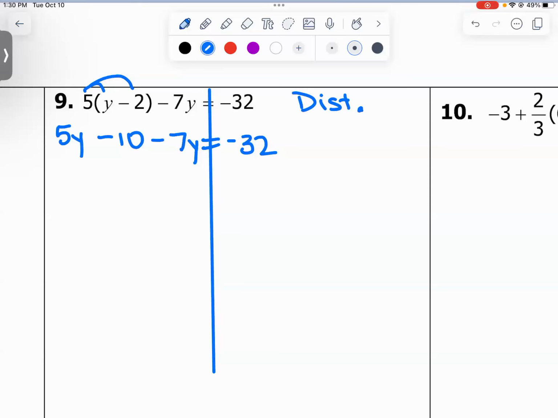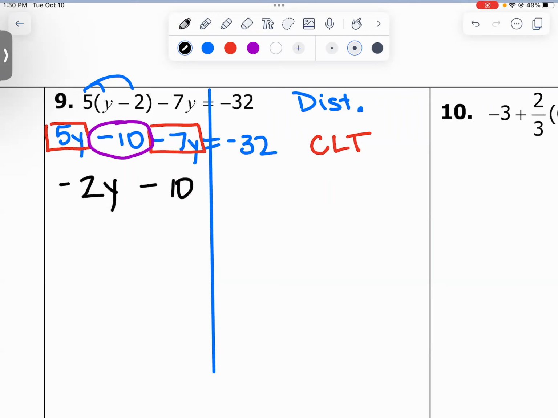Okay. But now, what do we have to do? Box and circle so we can combine like terms. We have more than 2 terms over there. Okay. So 5y minus 7y. Negative 2y. And minus 10 just gets to be minus 10.